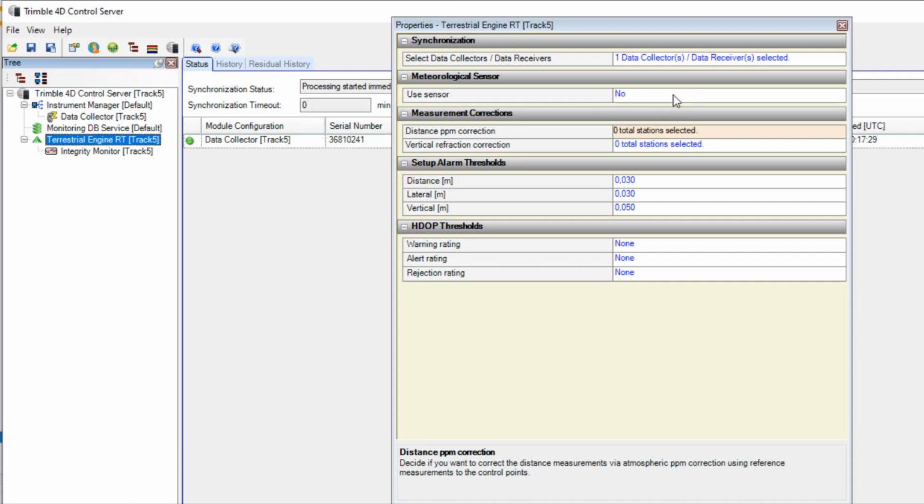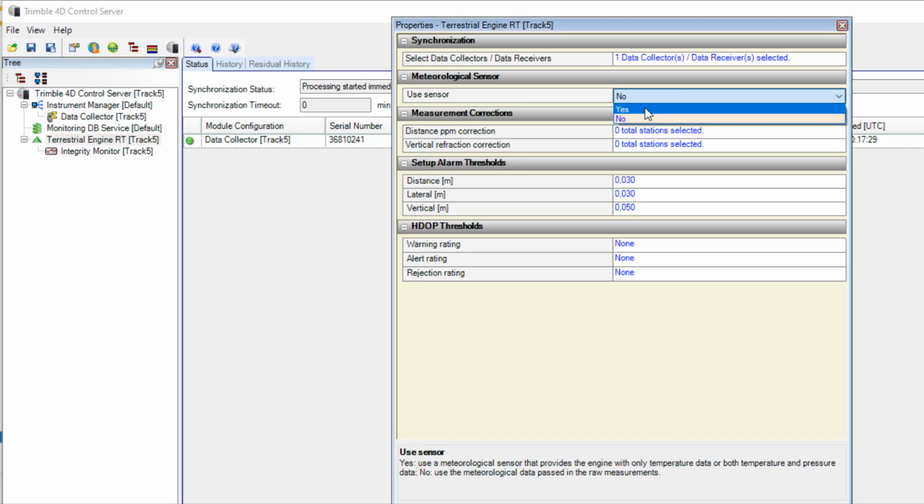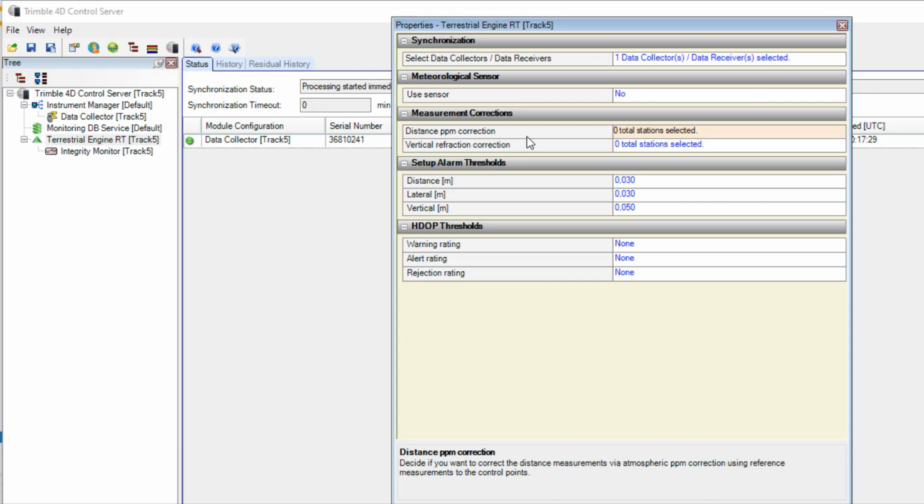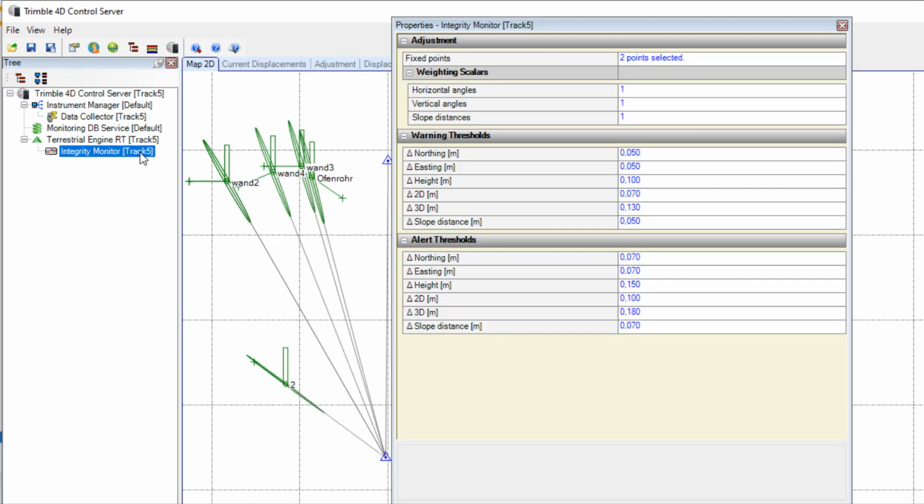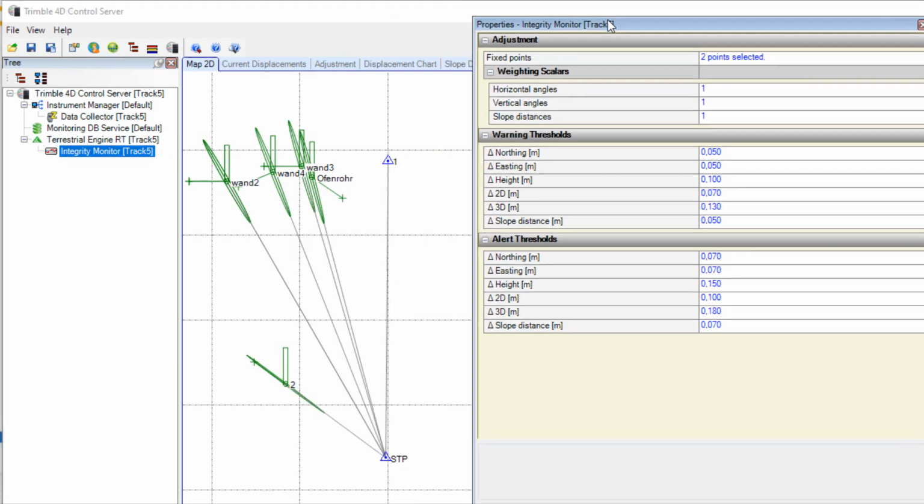If you don't want to use the temperature information from the GKA file, you can select a temperature sensor here. Also, the measurement corrections are configured here. I will explain them later. The integrity monitor performs the adjustment and calculates the offsets to the reference points.